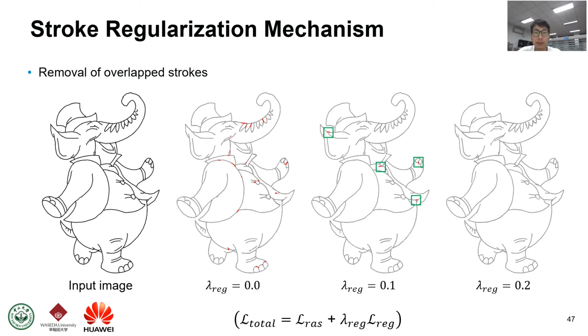First, we evaluate its performance on avoiding the redundant or overlap strokes. As can be seen in these results, without regularization, that is, the loss weight lambda equals 0, the model produces a number of redundant strokes superimposed on the strokes already drawn. After adding regularization, and when the loss weight is 0.1, only 4 overlap strokes are produced. And with a larger weight 0.2, no overlap strokes are generated.